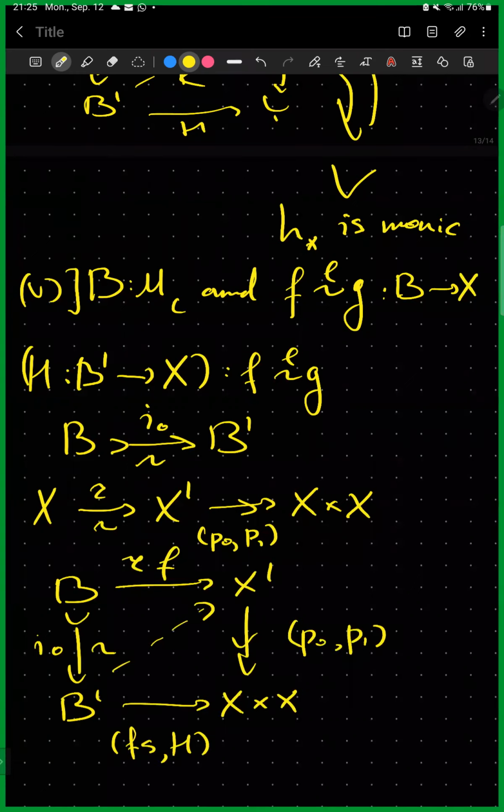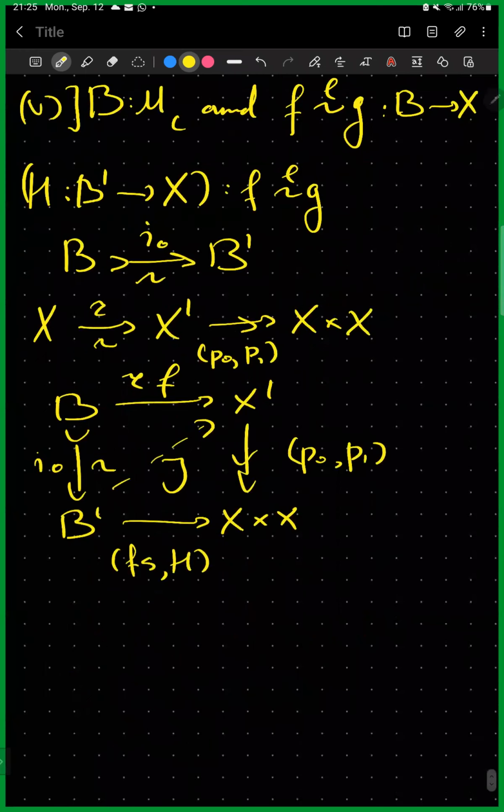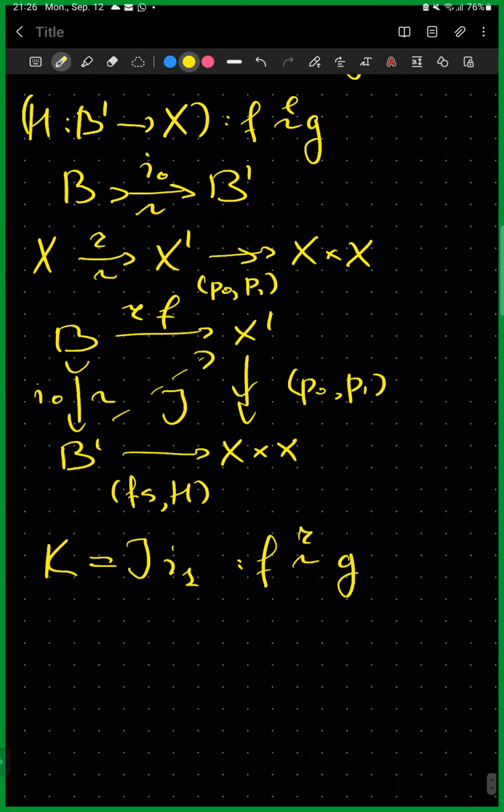And so this lift J gives us the desired right homotopy between F and G. So we just put K B J I1, and this is a right homotopy between F and G. So this finishes the proof of the proposition.